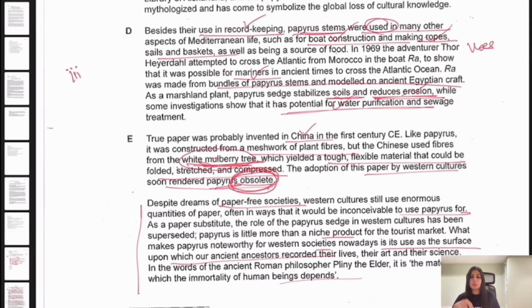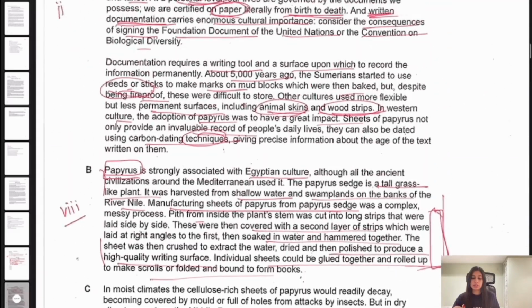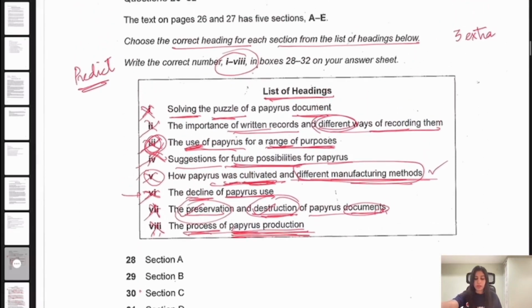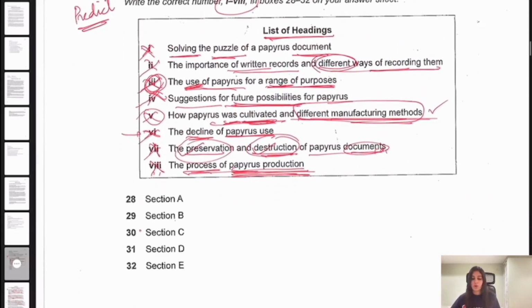So we need to combine these things together and again go through the list of headings. So, solving the puzzle of papyrus document, there's no mention of any document here, right? The importance, there's no mention of importance, of use, of future possibilities, which would mean how it can be used in the future, but that's not the case. And it's not about different manufacturing methods as well, or how it was cultivated.